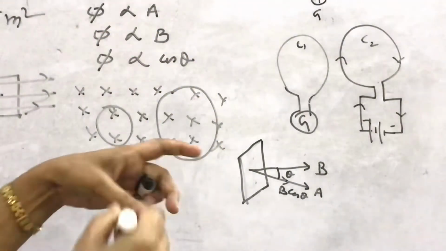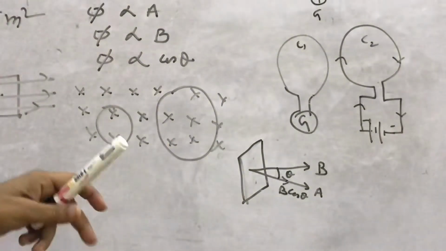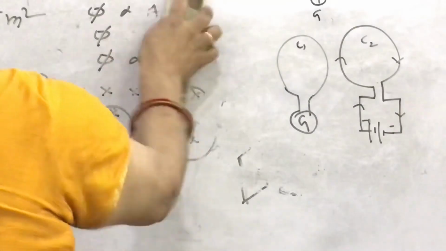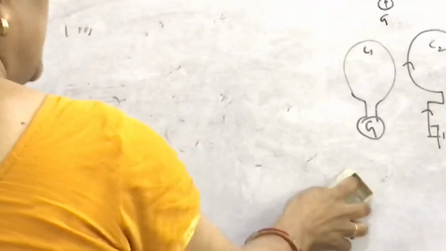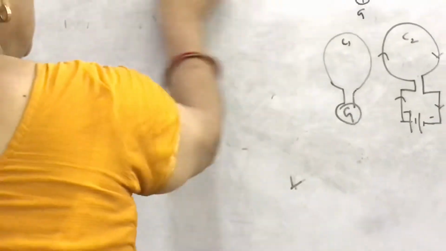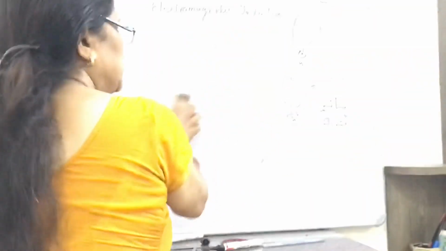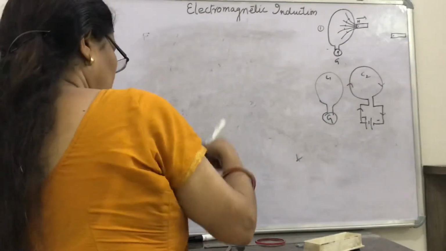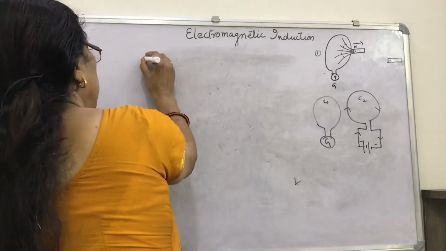So we have seen what magnetic flux is and how it changes. In this way, Faraday's first law of electromagnetic induction is given by Faraday. And how will you say what Faraday's first law is? So, Faraday's first law of electromagnetic induction.